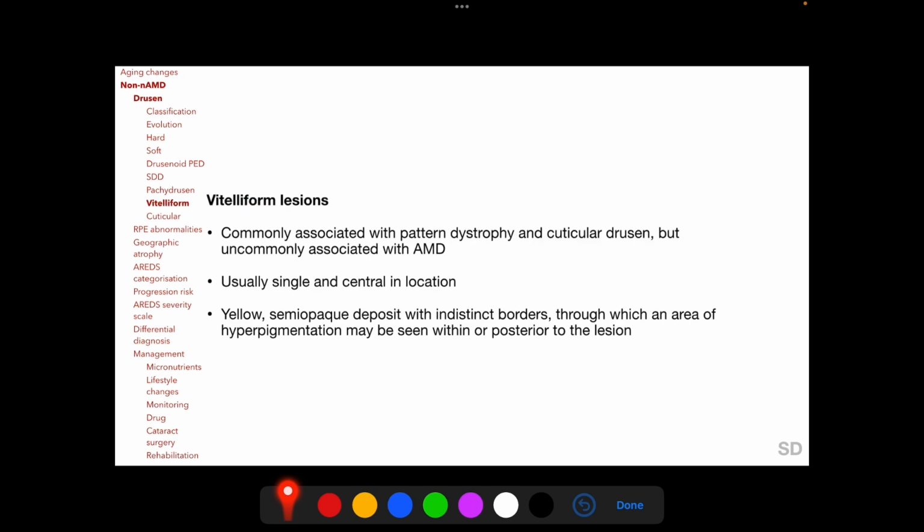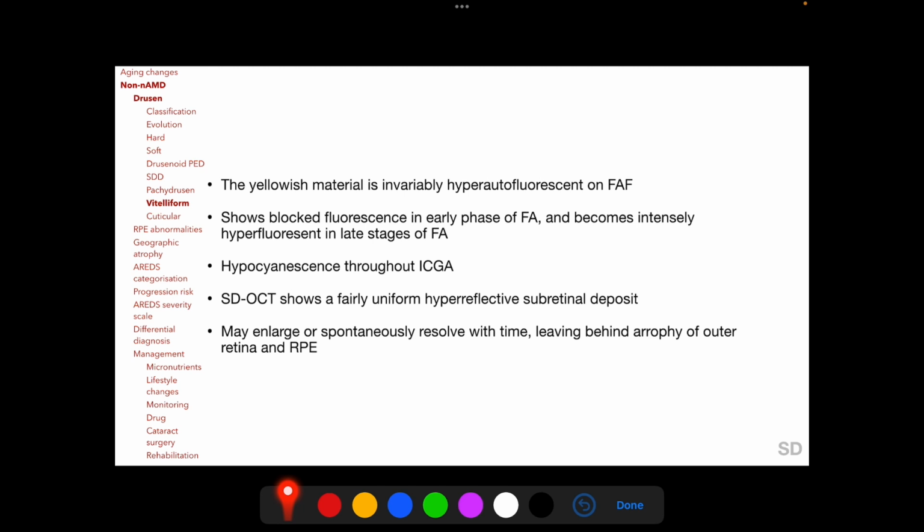Vitelliform lesions are commonly associated with pattern dystrophy and cuticular drusen, but uncommonly associated with age-related macular degeneration, and they are usually single and central in location, appearing as a yellow semi-opaque deposit with indistinct borders through which an area of hyperpigmentation may be seen within or posterior to the lesion. And vitelliform lesions are invariably hyperautofluorescent and show hypocyanescence throughout all phases of indocyanine green angiography.